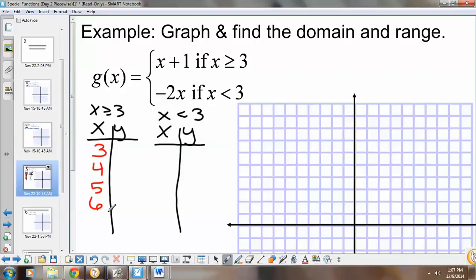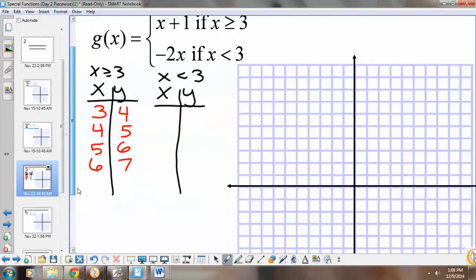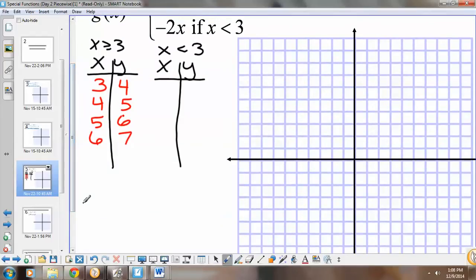3 plus 1 is 4. 4 plus 1 is 5. 5 plus 1. And 6 plus 1. We're ready to plot these on our graph. Now before we plot them, it may be beneficial for you to draw in that line. Remember that vertical line we drew yesterday? That really just separates, tells you there's going to be one graph on the left, one graph on the right. It's the only purpose. It's really not part of our graph, it's more of a visualization.